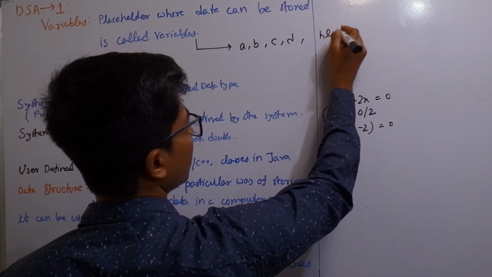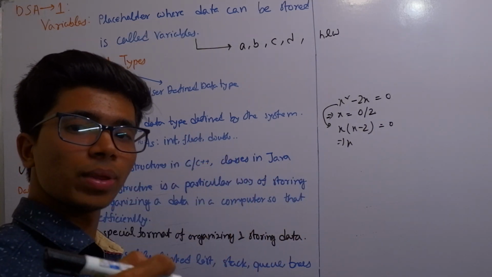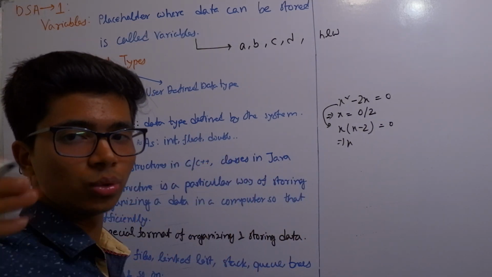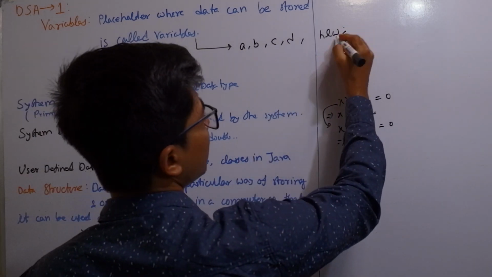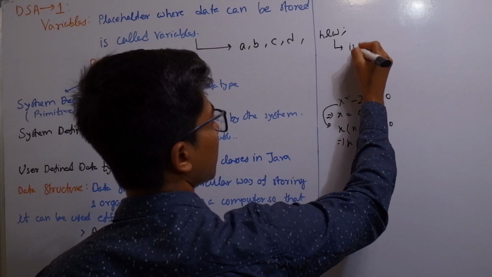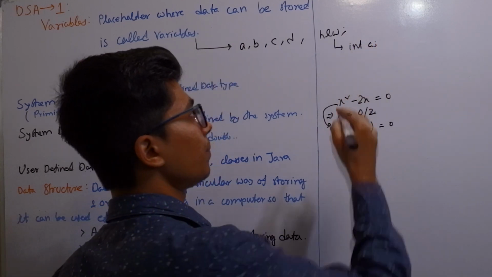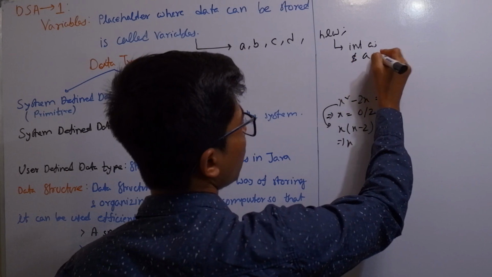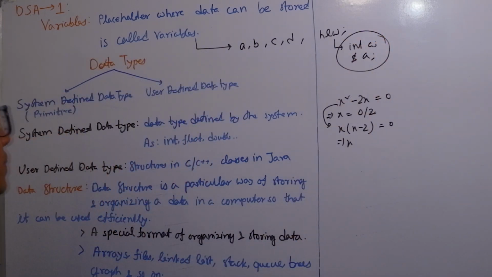In any programming language you need to declare the type according to the syntax. If you are in a language like Java, you have to write integer A. Suppose you are in PHP, then you have to write $A. This is how you can define variables in different languages.